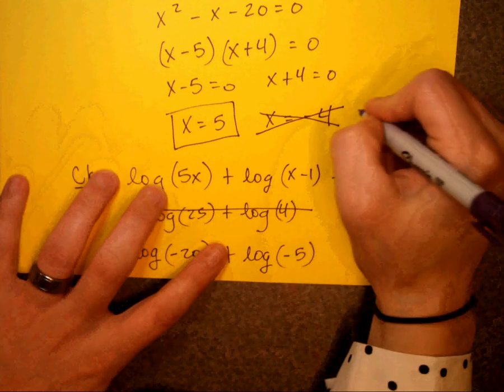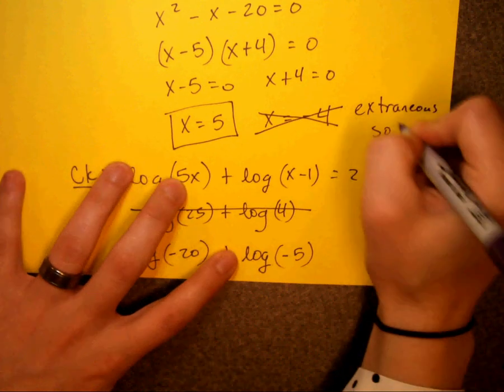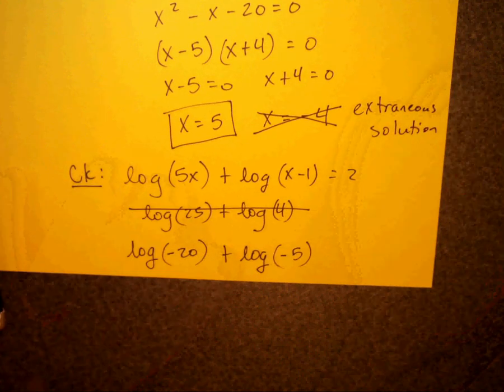And if you recall, this is an extraneous solution, right? So we have to remember to check for that. This is an extraneous solution, so my only solution is x equals 5.